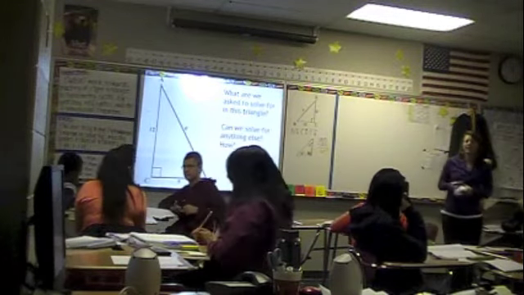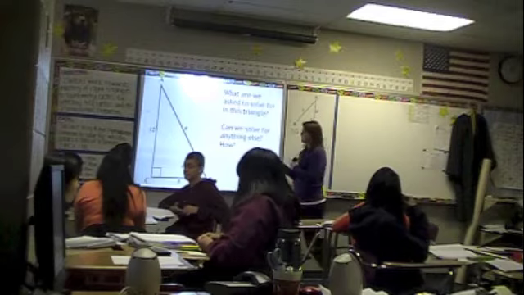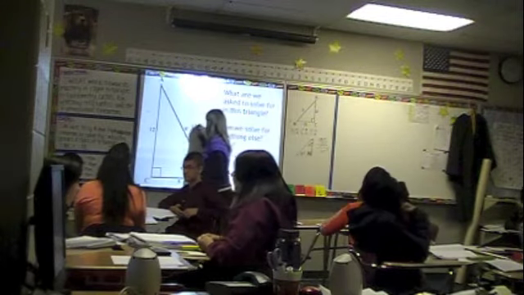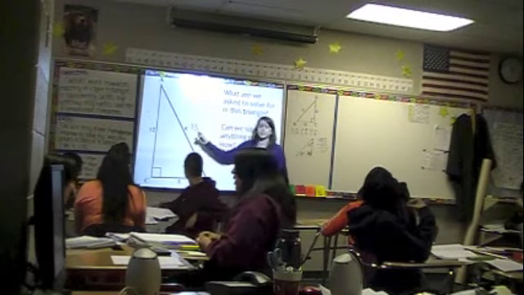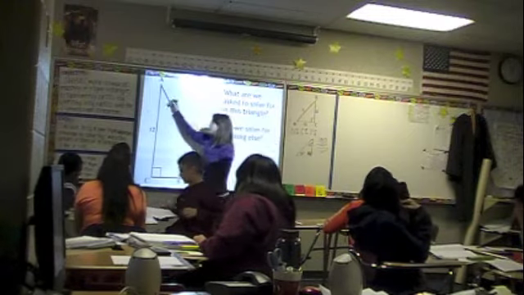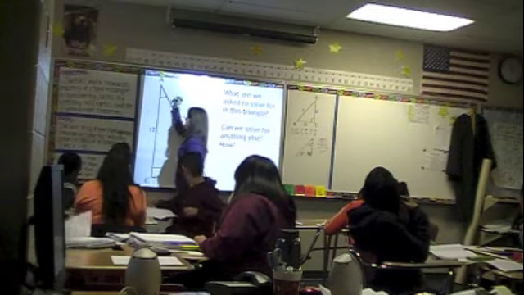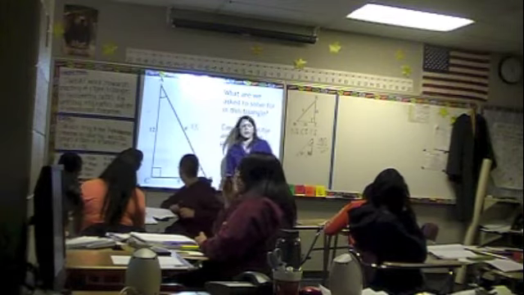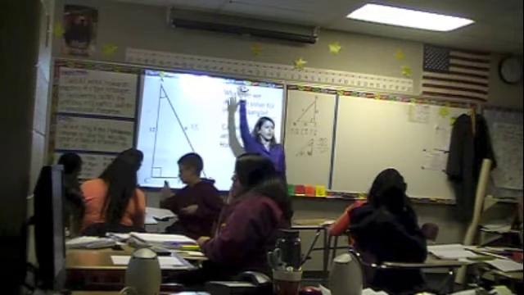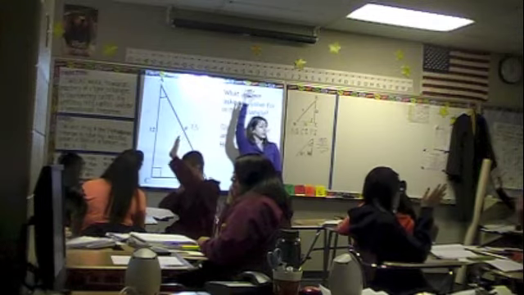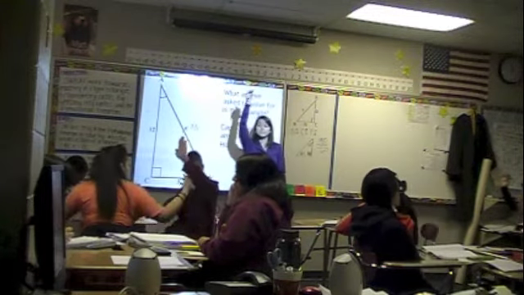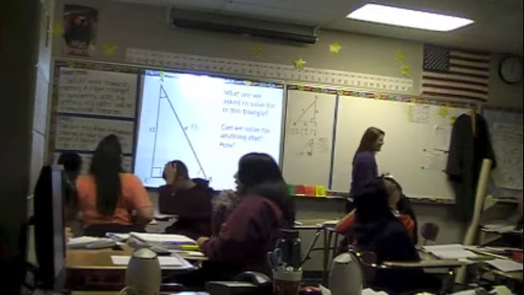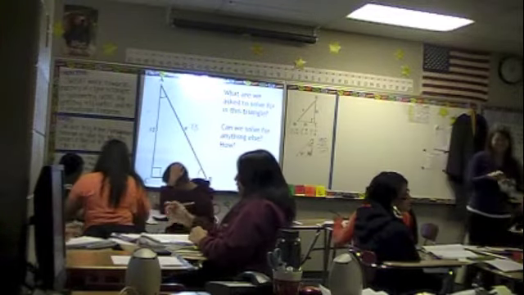Can we solve for anything else in this triangle now? Yes. The angle. Oh wait, no. Can we? We have 12, 5, and 13. Can we solve for angle A? Yeah. And angle B. Jabonica says we can solve for angle A and angle B. Who agrees with Jabonica? Raise your hands. You agree with her? All right, do it.